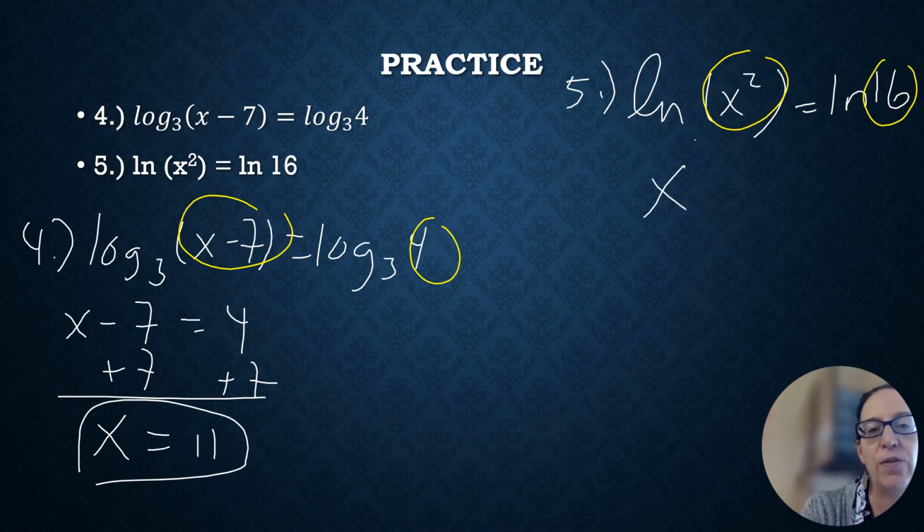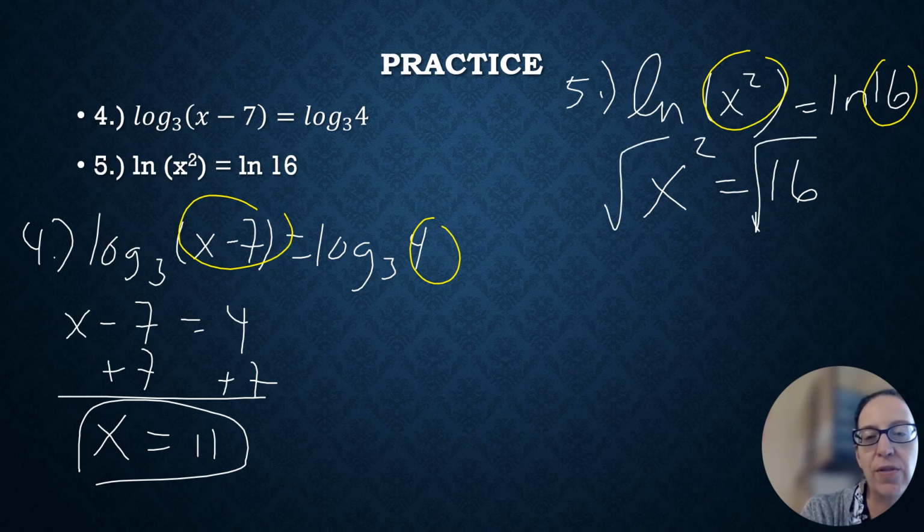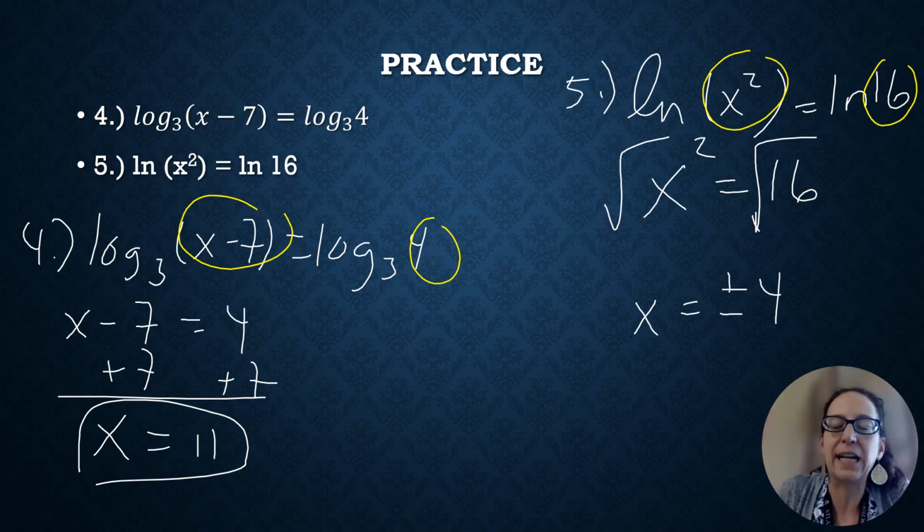Always be careful with those quadratics there. Essentially, we want to know what number squared would give us 16. And so you could take the square root, but you do need to remember that pesky little plus or minus, because both a 4 and a negative 4, when we square it, will give us the 16.